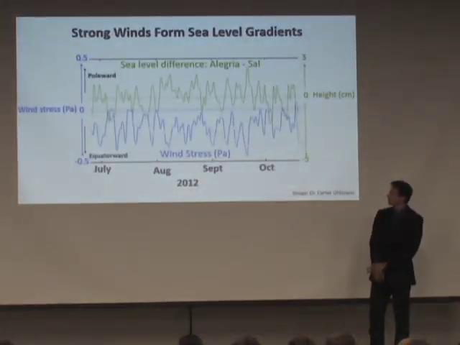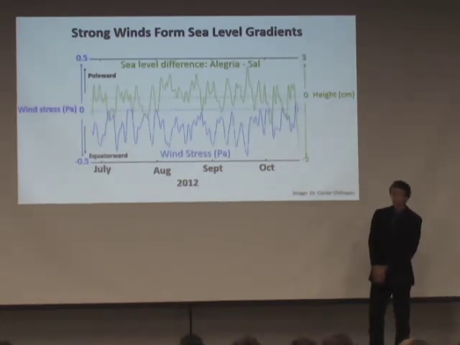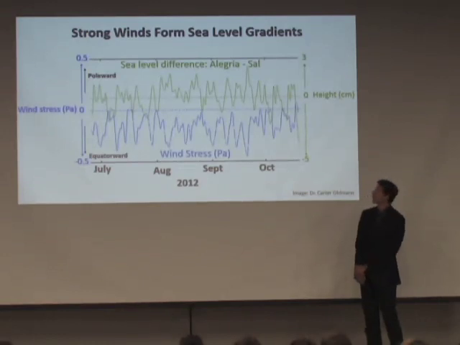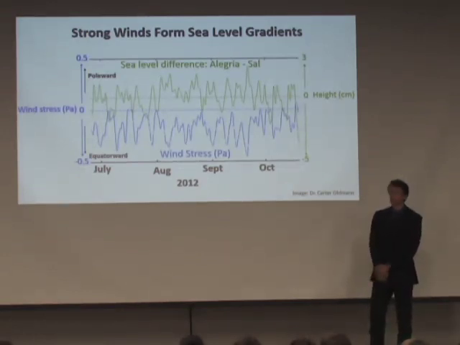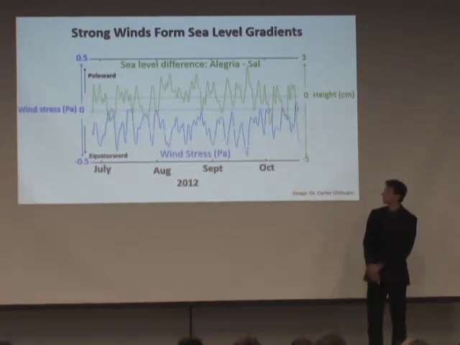Here are two graphs superimposed on each other and plotted against time. In blue is the wind stress, which is a measure of how much force the wind puts on the ocean per square meter, where positive values indicate poleward winds and negative values correspond with equatorward winds. In green is a graph of the sea level difference between Alegria and Sal. Alegria is located in the Santa Barbara Channel and is higher than Sal, which is located in the north. So a positive sea level difference means that Alegria is higher than Sal.